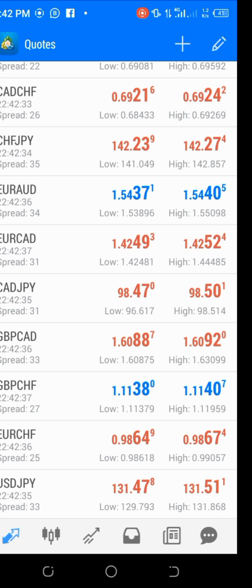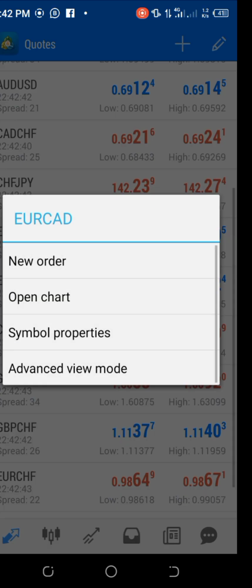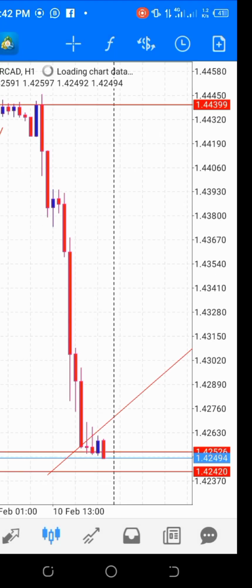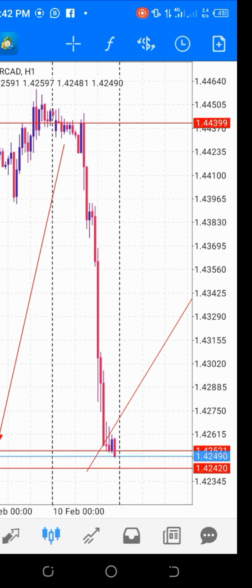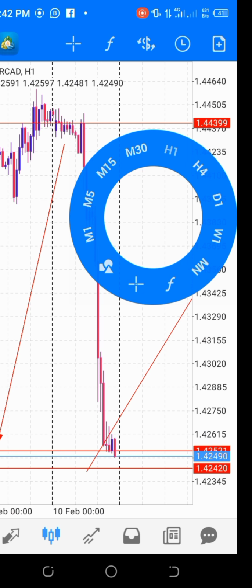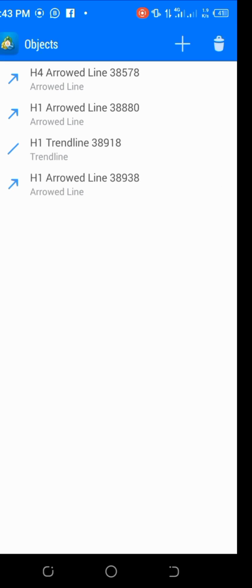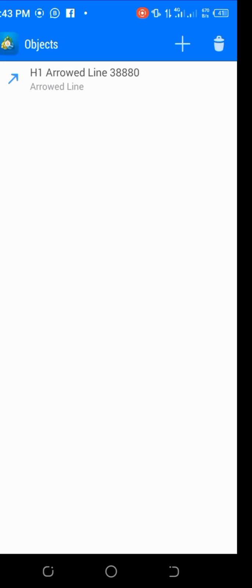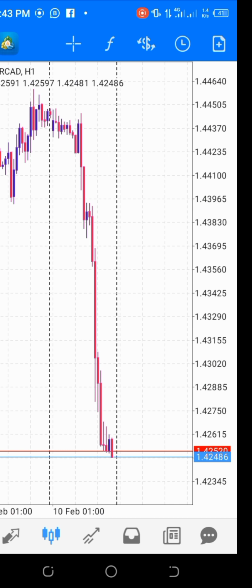Looking at the chart we have here, let's take the Euro CAD currency pair, the European currency versus the Canadian currency. So we take the chart. Alright, this is where we are, this is where we go. I'll teach you guys when to buy and when to sell. Let me delete all these things so that it won't confuse you, because when there are many, it's going to confuse you. Alright, when to buy and when to sell.